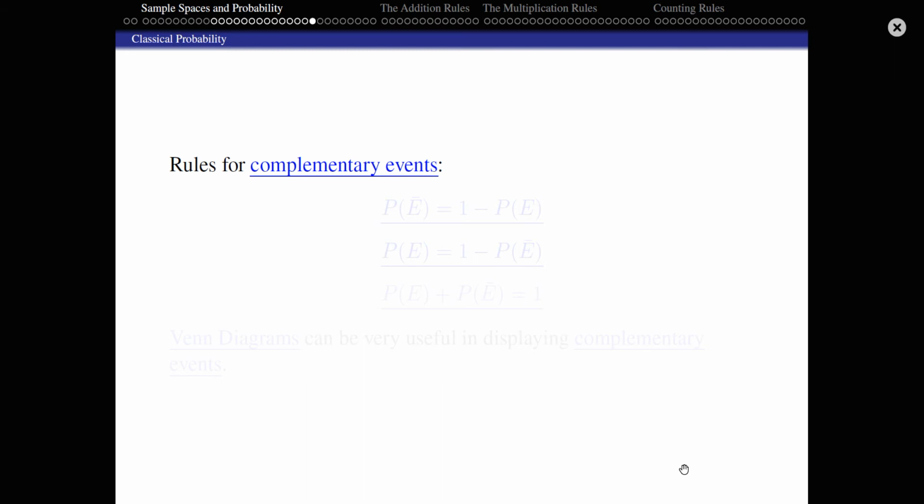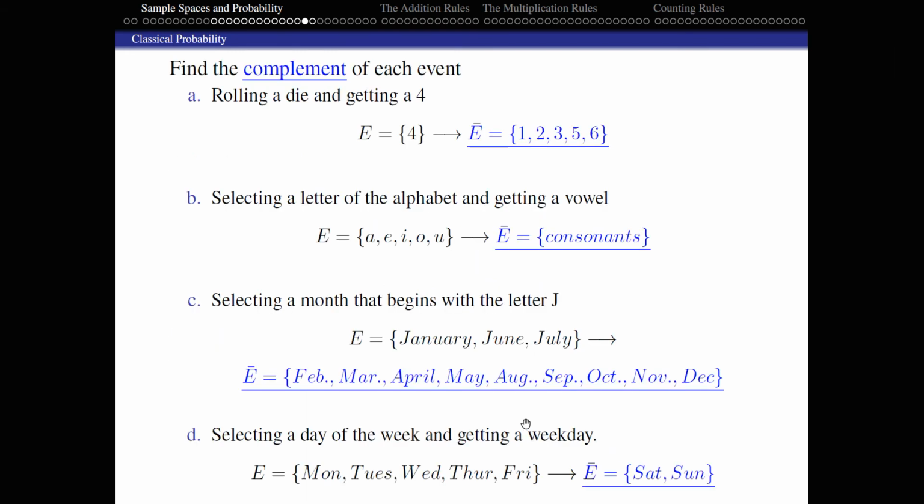There's a few rules that go with complementary events. So if you think about this, selecting a day of the week and getting a weekday, Monday, Tuesday, Wednesday, Thursday, Friday, plus Saturday and Sunday. So if we look at E plus E bar, or the complement of E, we end up getting all the days of the week. E, January, June, July, plus E bar, all of the months that don't have a J. If we add these together, that's all the months. If we add the vowels together plus the consonants, that would be all of the letters. If we add 4 plus all the rest of the numbers, that's all the numbers on the die.